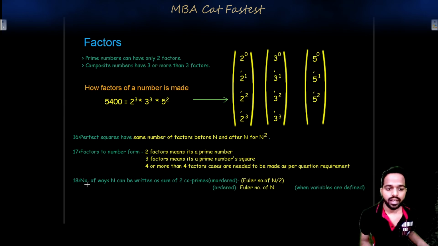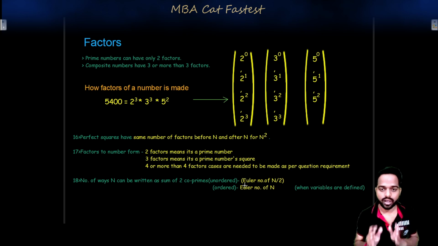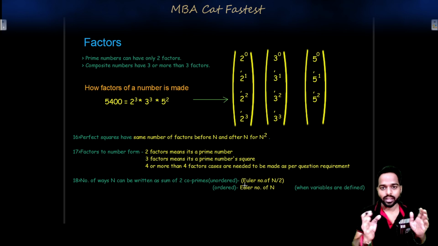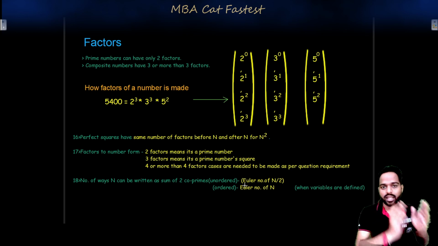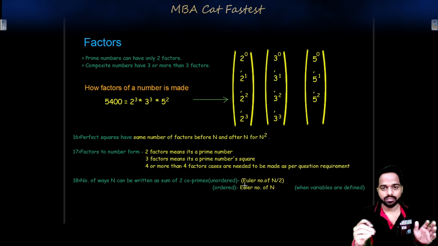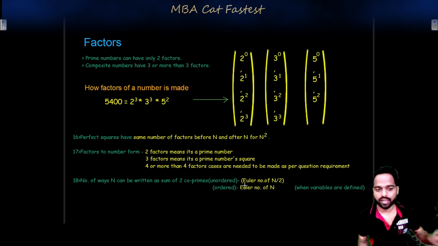Moving on. If you want to calculate the number of ways n can be written as a sum of two coprimes, whenever this question comes, you will just need to go to the Euler number. Euler number, I would like to remind again, is the total count of numbers available before n which are coprime to n. So the number of ways, if you want to calculate unordered, will be the number of coprimes available divided by 2. And if you want to find them ordered, which means the variables are defined, you do not multiply by half, you just put the value there, which is the total number of coprimes available.